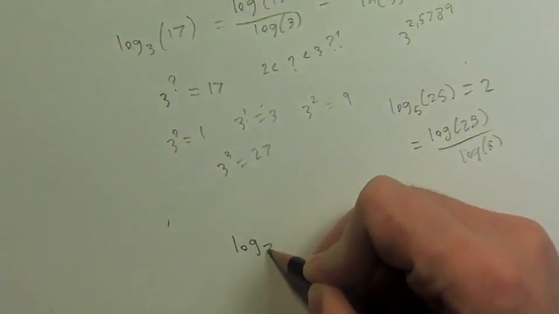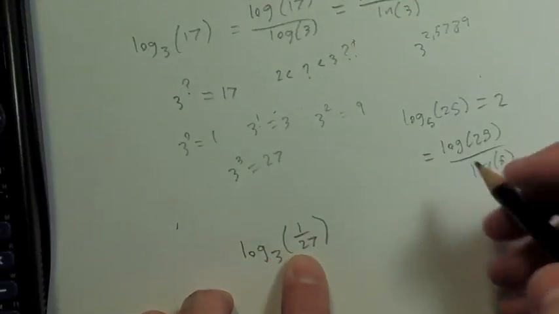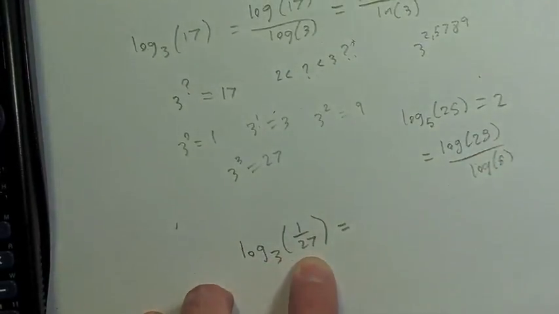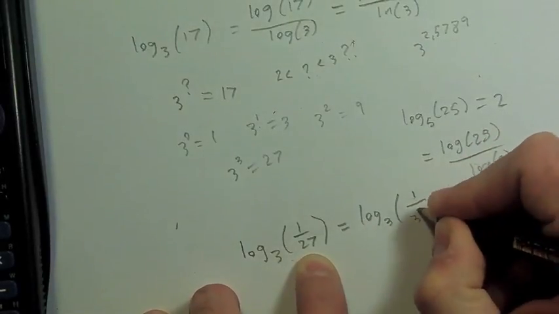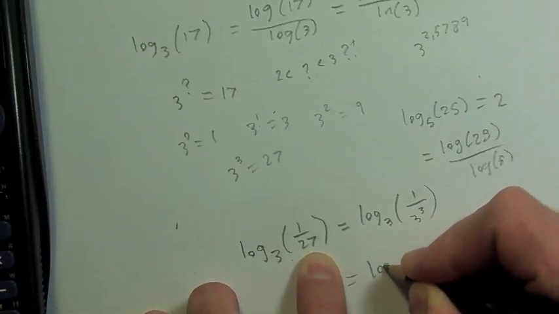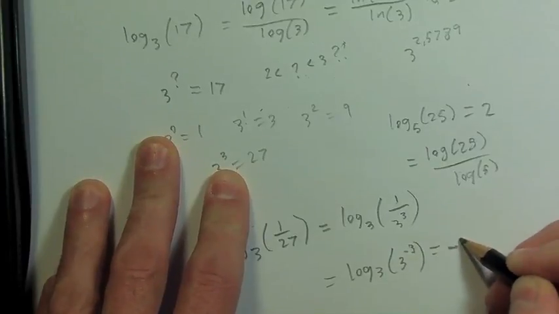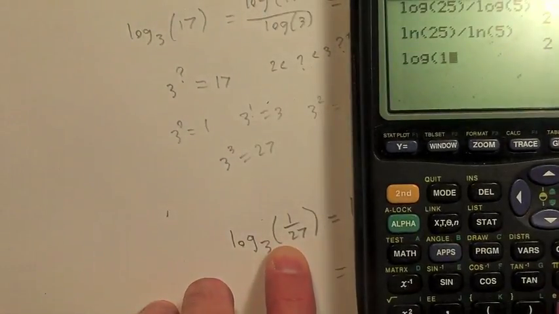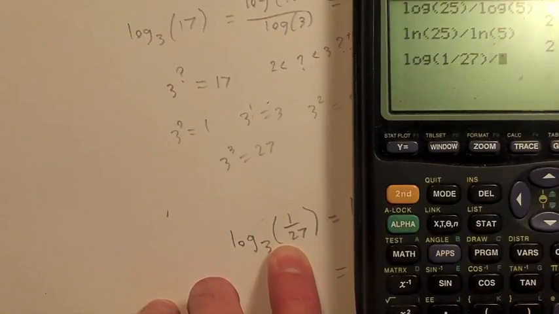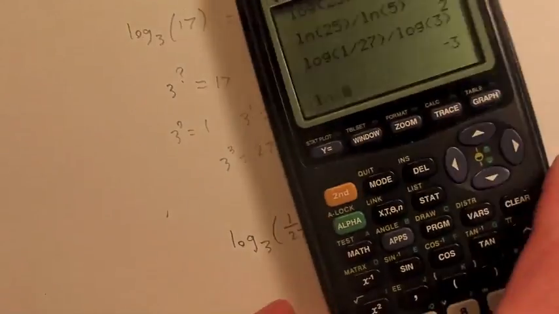Log base 3 of 1 over 27. That's log base 3 of 1 over 3 cubed, so that's log base 3 of 3 to the negative 3. So this should come out to be negative 3. Let's see. Log of 1 over 27 divided by log of the base 3. And look at that, negative 3.